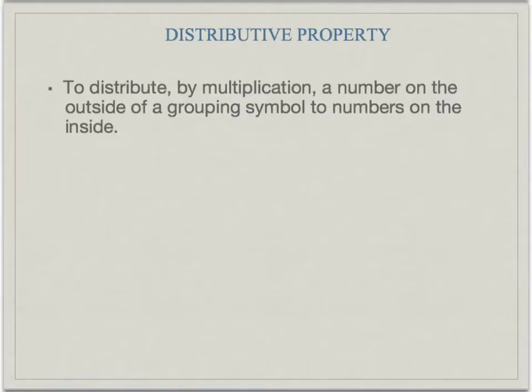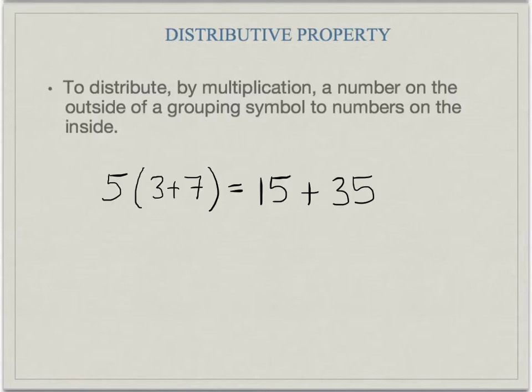The next property is the distributive property. It means to distribute by multiplication a number on the outside of a grouping symbol to the numbers on the inside. Here is an example of distributive property.